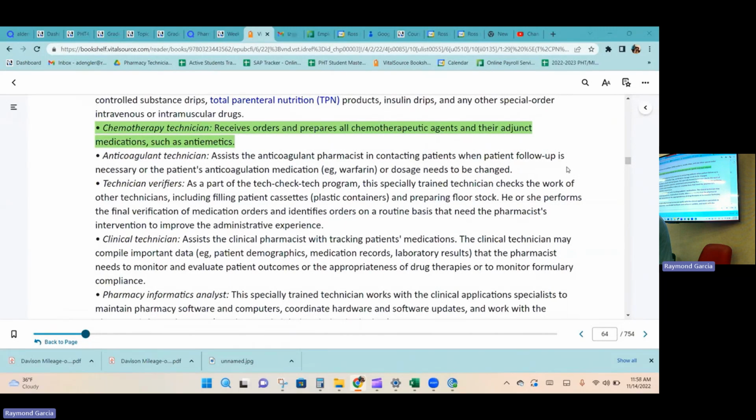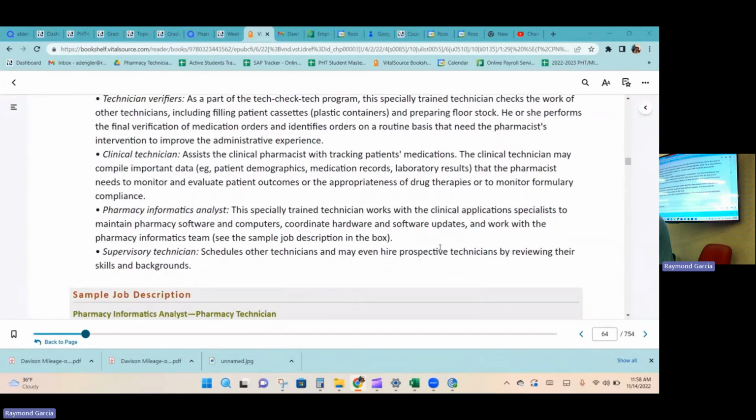An anticoagulation technician assists the anticoagulation pharmacist in contacting patients when patient follow-up is necessary or the patient's medication or dosage needs to be changed. Technician verifiers, as a part of the tech program, this specially trained technician checks the work of other technicians, including filling patient cassettes and preparing floor stocks. Clinical technician assists the clinical pharmacist when tracking patients' medications.